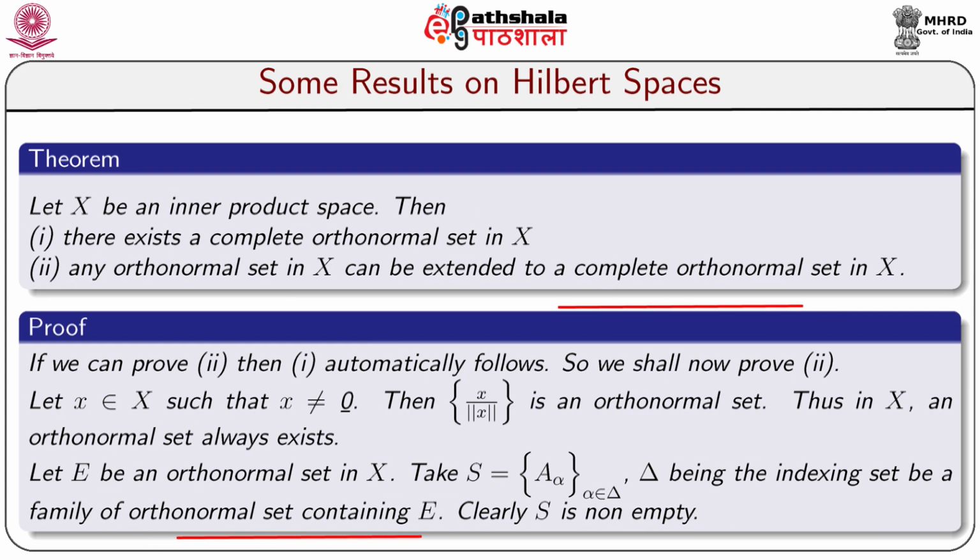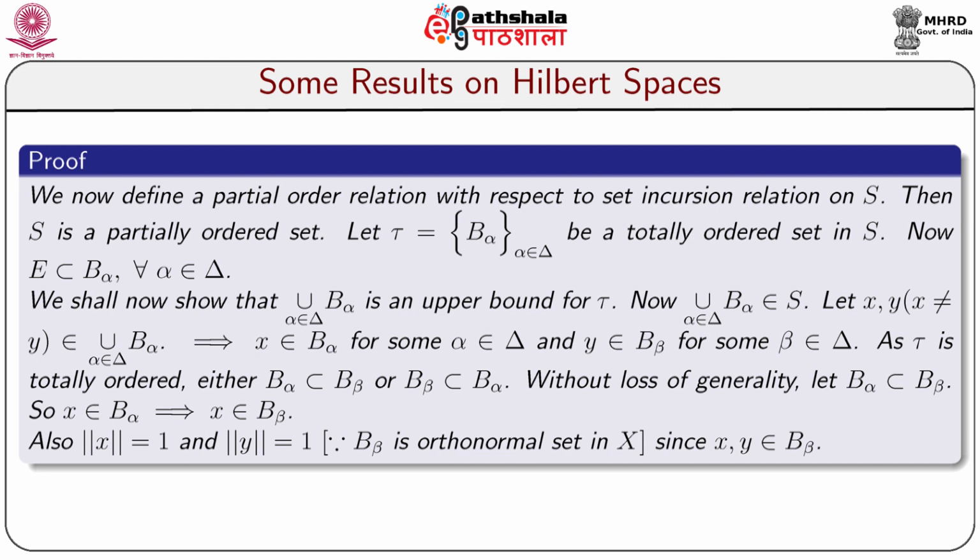Let x belong to X such that x is not equal to the zero vector. Then the singleton set {x over norm of x} is an orthonormal set. Thus, in X an orthonormal set always exists. Let E be an orthonormal set in X. Take S equal to the collection of all sets A alpha, where alpha belongs to delta, delta being the indexing set, and S is a family of orthonormal sets containing E. Clearly, S is non-empty. We now define a partial order relation with respect to set inclusion on S. Then S is a partially ordered set.